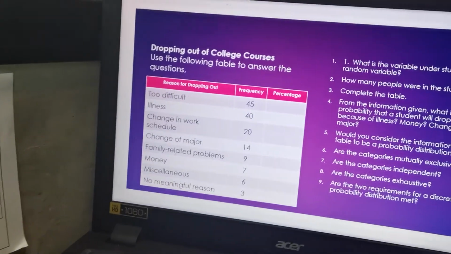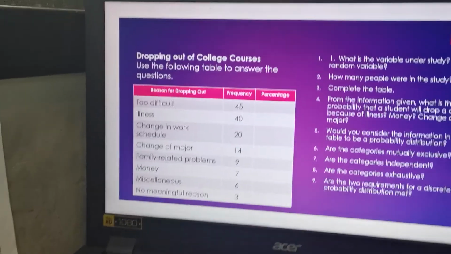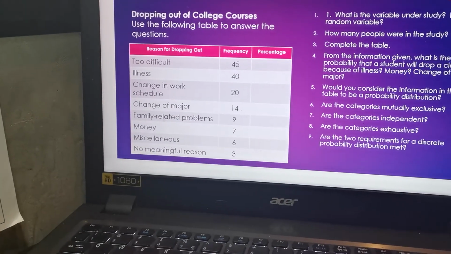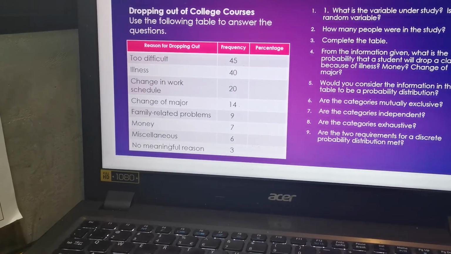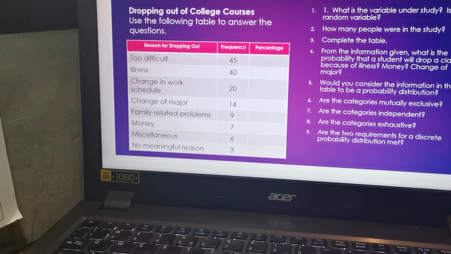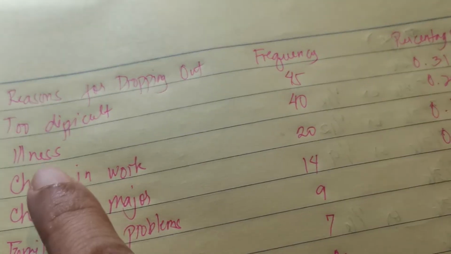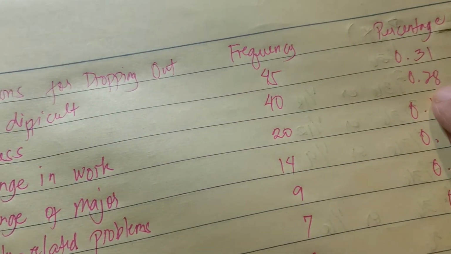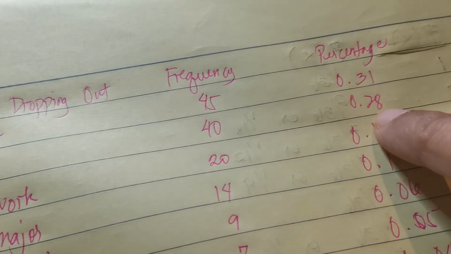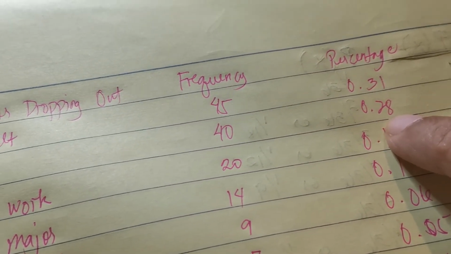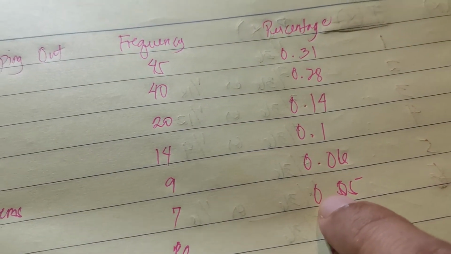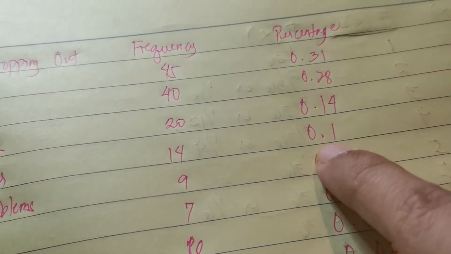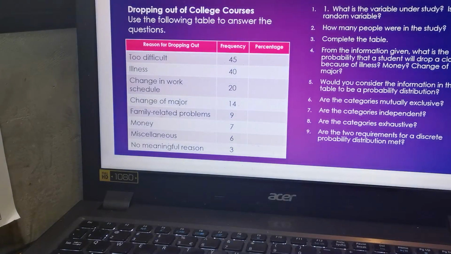Let us proceed to question number 4. From the information given, what is the probability that a student will drop off a class because of illness? Ayan siya, because of illness. There is a chance of 28% of dropping out. Okay? Because of money, 0.05. And then change of major, 0.1. Ayan. Okay? So, the percentage will serve as the probability.